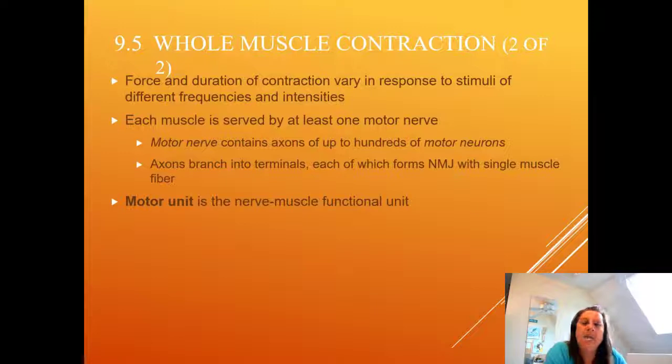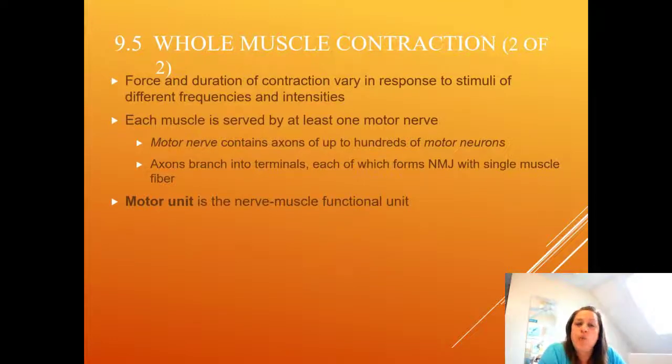When we talk about muscle contraction, the force and the duration of contraction are going to vary. It's going to be based on the stimuli and the amount of frequencies and intensities. If I want to hold up this pencil, that's one stimuli for my bicep. If I were to try to lift up this whole desk, that would be a lot more force required, right?